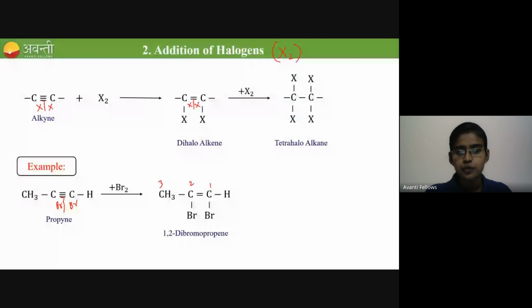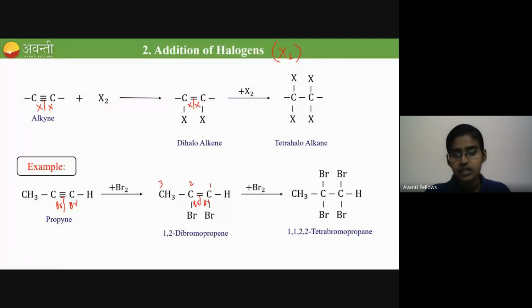And to this propene, if I add one more mole of bromine, what will I get? Breaking this bond and adding the bromine like this, it is 1, 2, and 3. So numbering has to be given only for carbons, okay? To carbon number 1, we have 2 bromine, and for carbon number 2, we have 2 bromine. So 1, 1, 2, 2-tetrabromopropane. Okay. So it is also easy, same way as with hydrogen.